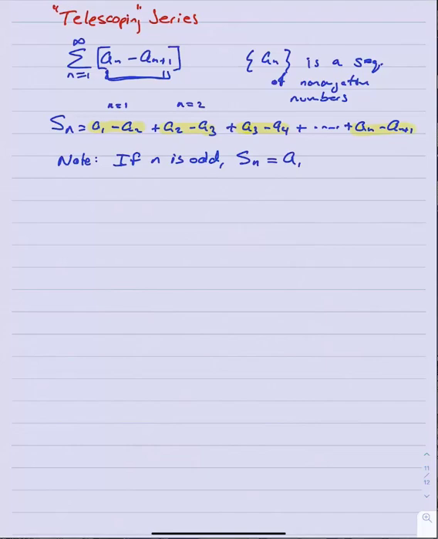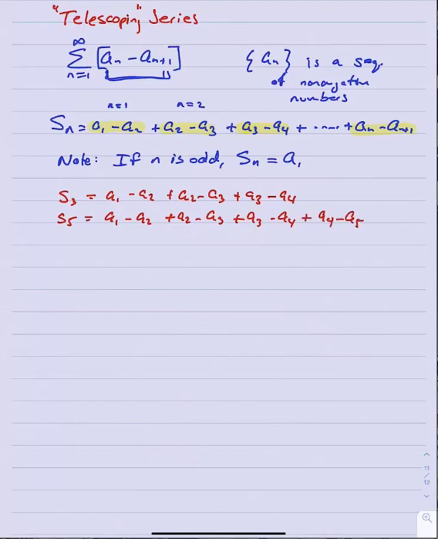Notice that if n is odd, and of course when I'm trying to figure out things like this, I could just write out something. If I was looking at, say, s sub 3, what would that be? It'd be a1 minus a2 plus a2 minus a3 plus a3 minus a4. Here, let's do another one just to compare. What would S5 be? It'd be the same thing, except I would add on one more term, which would be a sub 4 minus a sub 5, and then I would add on one more term after that, which would be a sub 5 minus a sub 6.